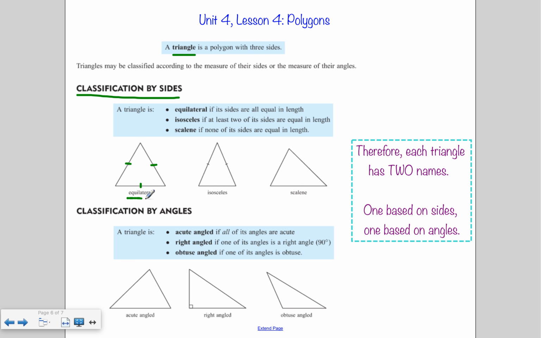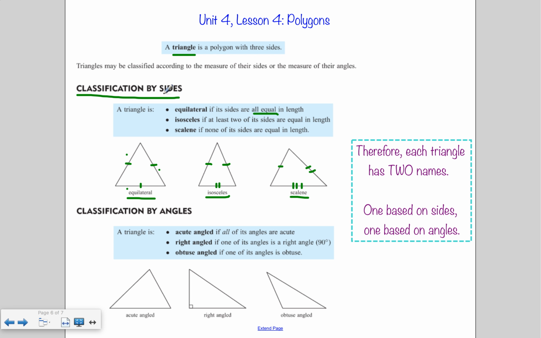An equilateral triangle has 3 sides that are exactly the same. All 3 are equal. That's called equilateral. An isosceles triangle has 2 sides that are the same, whereas this one down here is different. That's called isosceles. A scalene triangle has three different side lengths. All three are a different length.